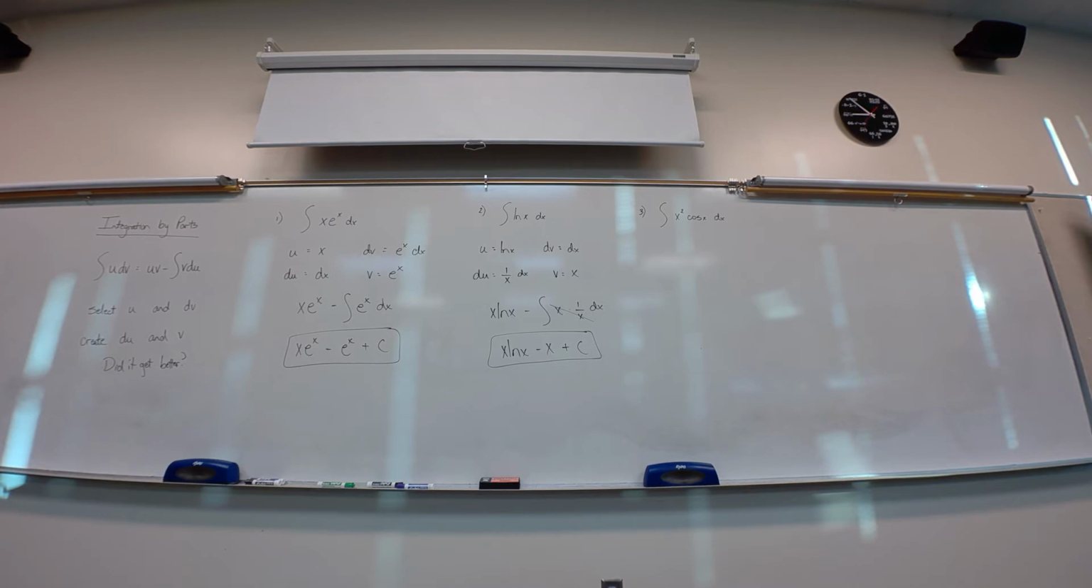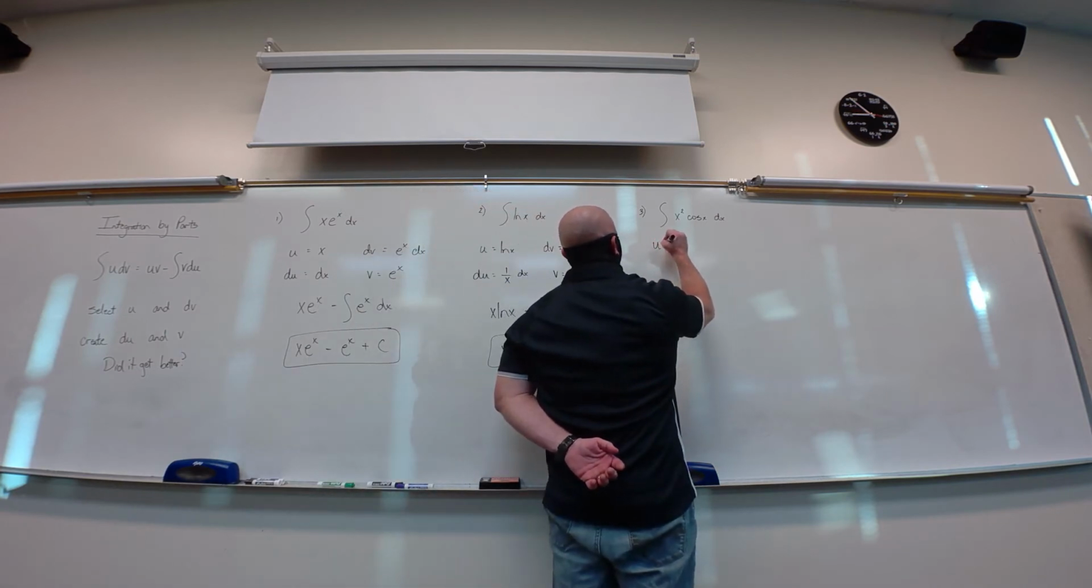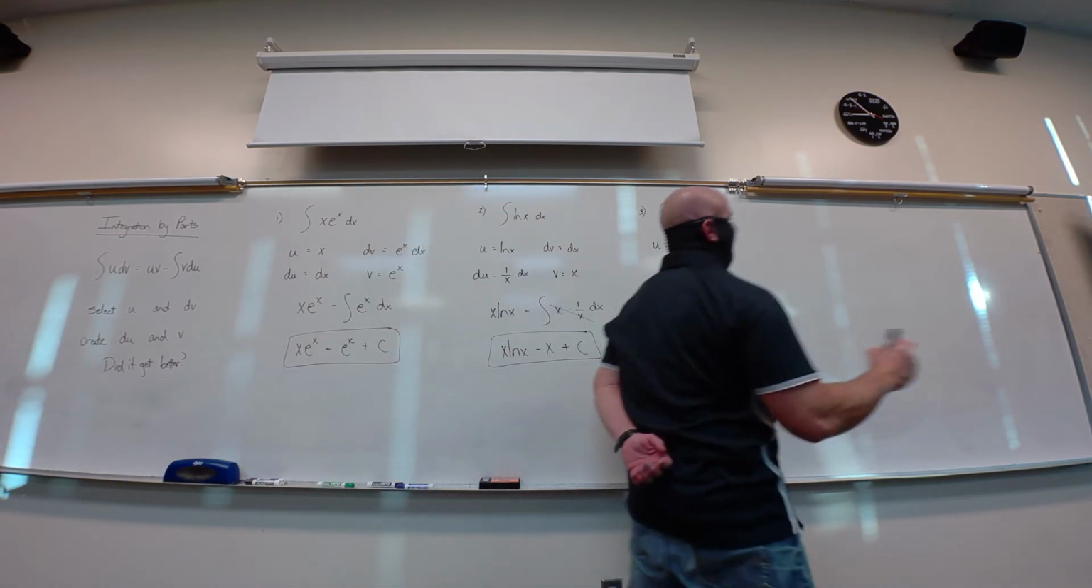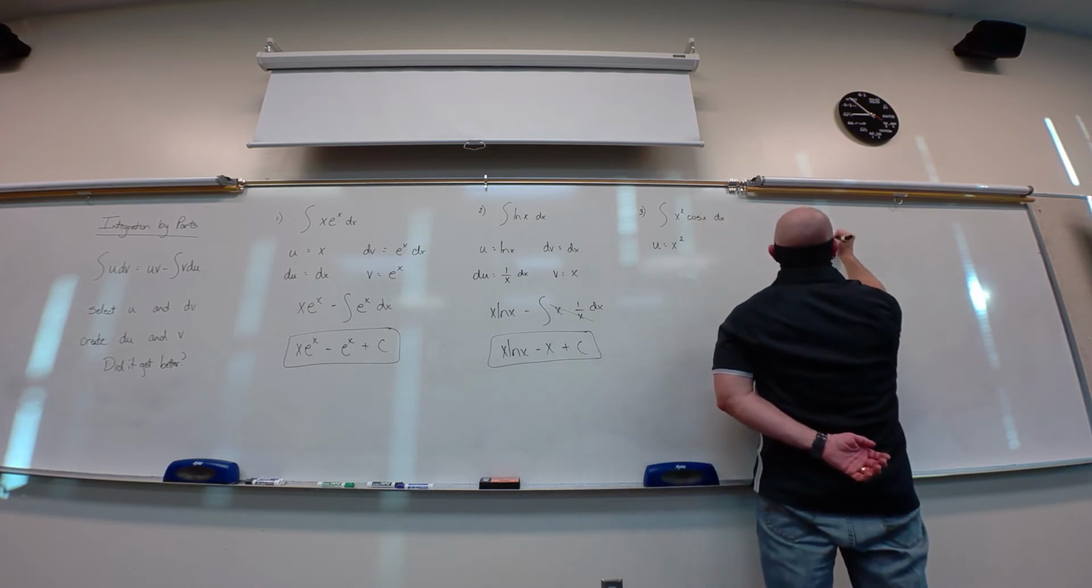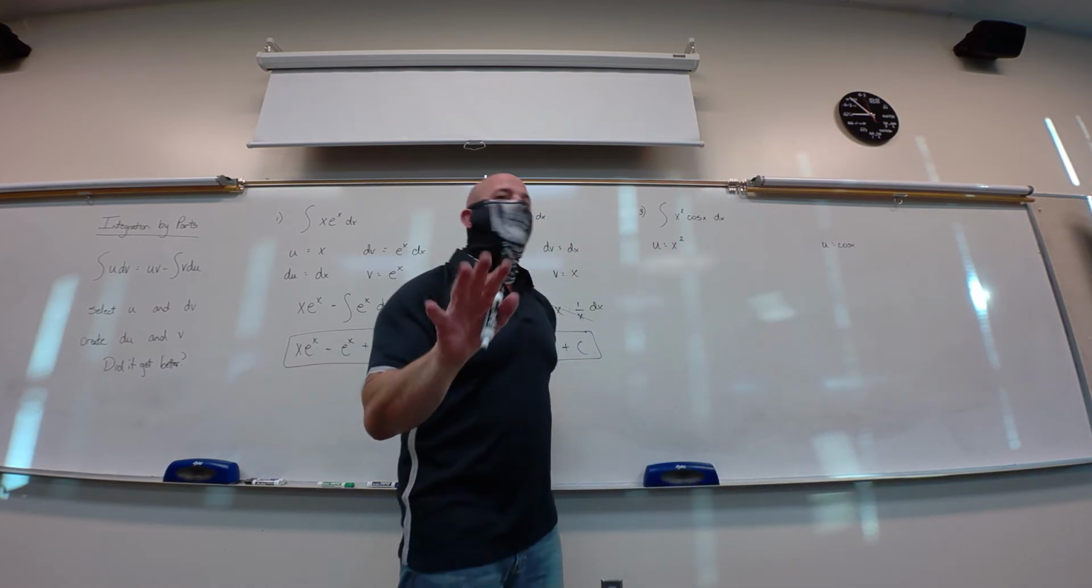All right, u. What would you want u to be? Cosine x. One said x squared. Let's look at this before you write it down. One said cosine x, and that's fine. Looks like either one will work pretty good, right? We don't know till we try.